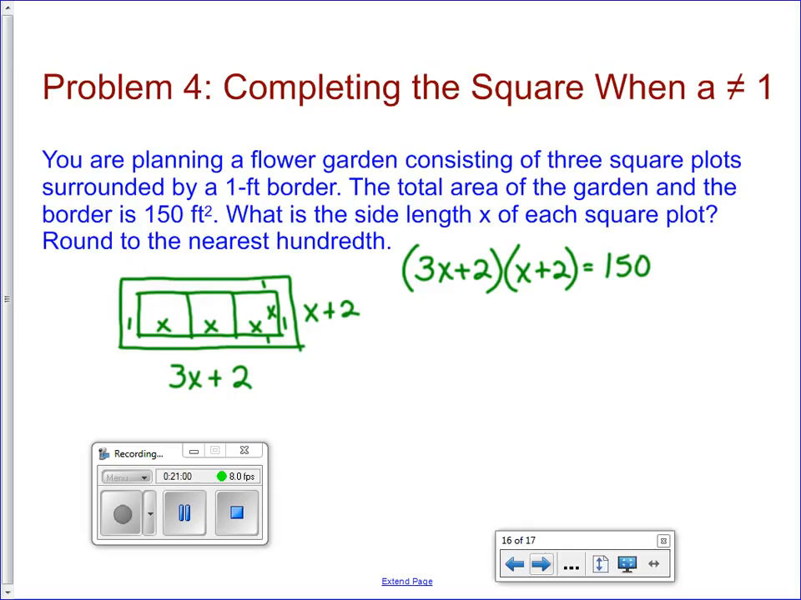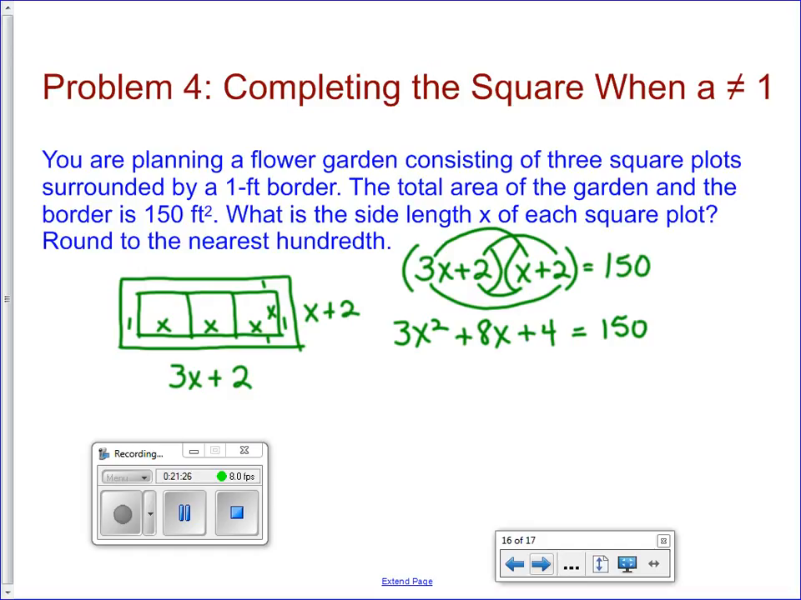All right, let's go ahead and multiply this using FOIL. 3x times x is 3x squared. My outer term, 3x times 2 is 6x, plus 2x would be 8x, and 2 times 2 is 4, equals 150.